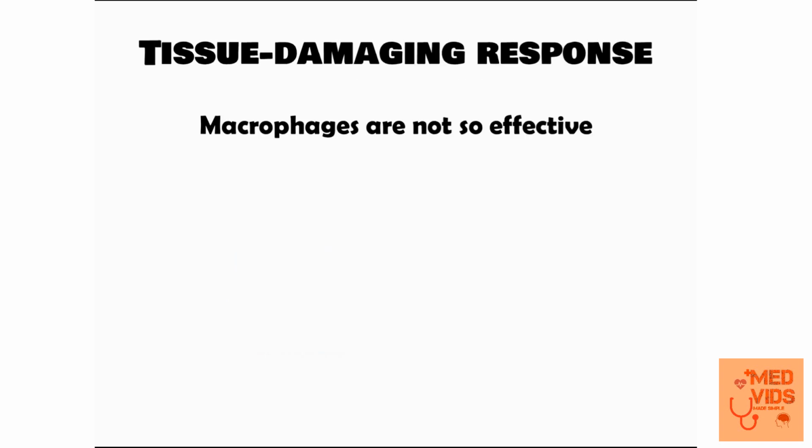The tissue damaging response will be more in cases where the macrophages are not so effective, and that happens in patients who are immunosuppressed or immunocompromised, and in patients with various diseases like diabetes mellitus. Okay, so in these patients, there won't be adequate formation of tubercles. Instead, there will be excess activity of the bacteria and uncontrolled proliferation of the bacteria, and in these patients there will be excess lung damage, and there will be excessive spread of the infection to various parts of the body, leading to formation of disseminated tuberculosis.